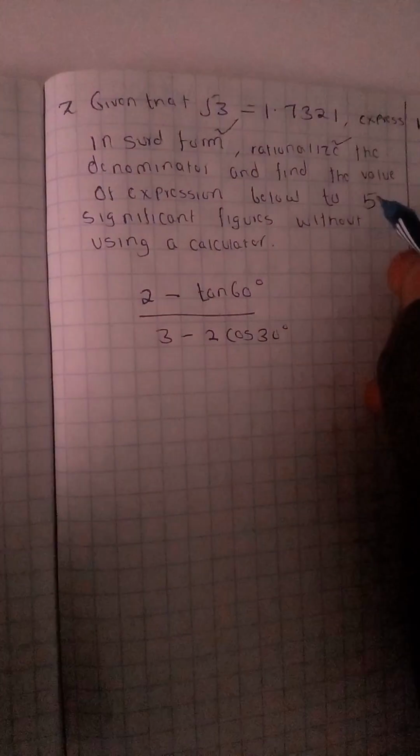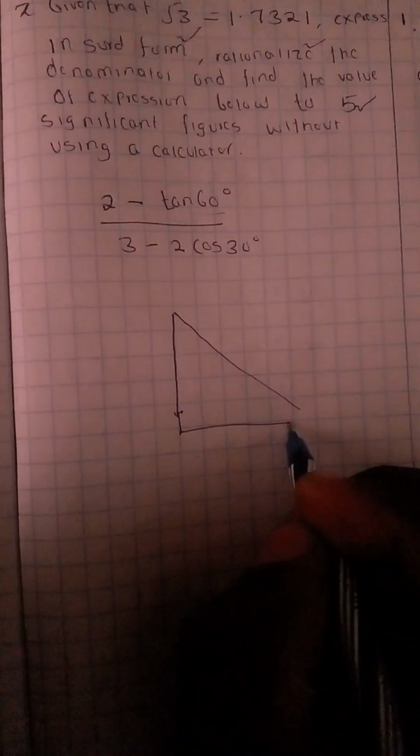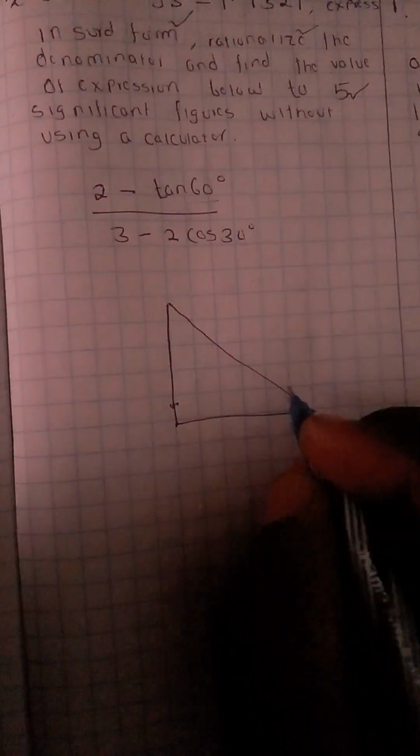Then to rationalize the denominator, and to find the value of the expression to 5 significant figures. So now in this question, you are told 2 minus tan of 60 divided by 3 minus 2 cos of 30. So we want to express this in surd form. Here we have our table, we'll draw our table here. Here we have a 60 degree, a 30 degree, a 90 degree.